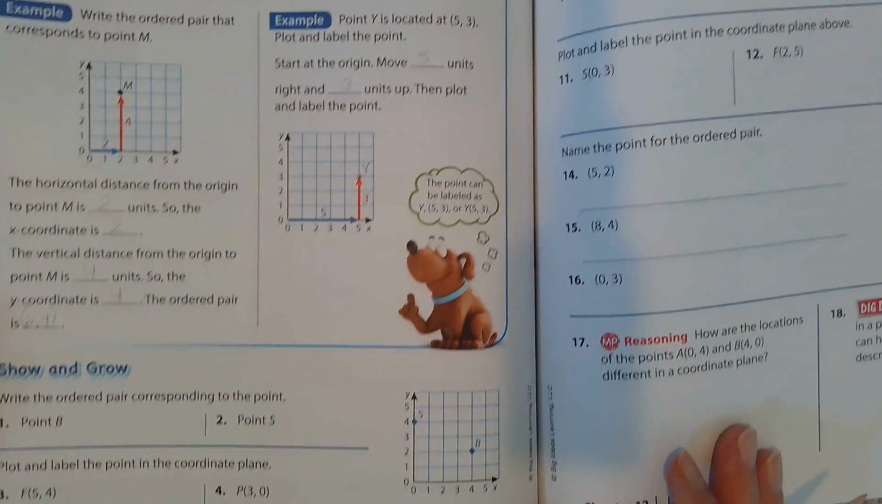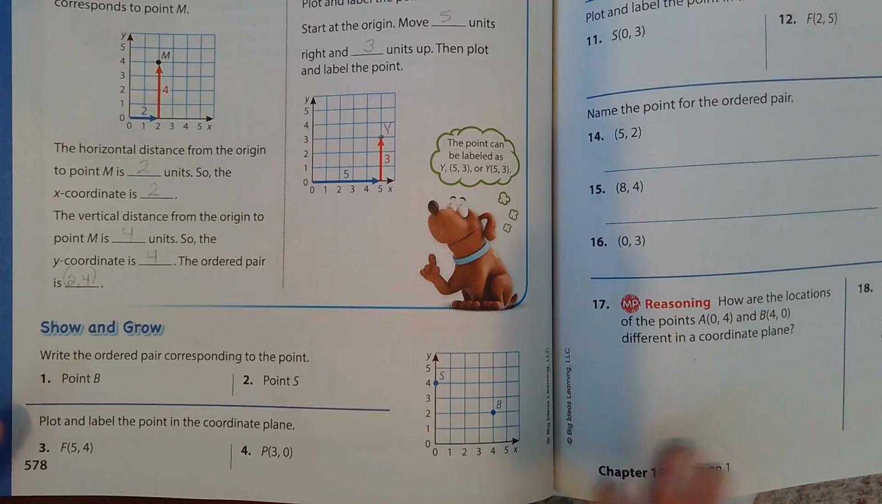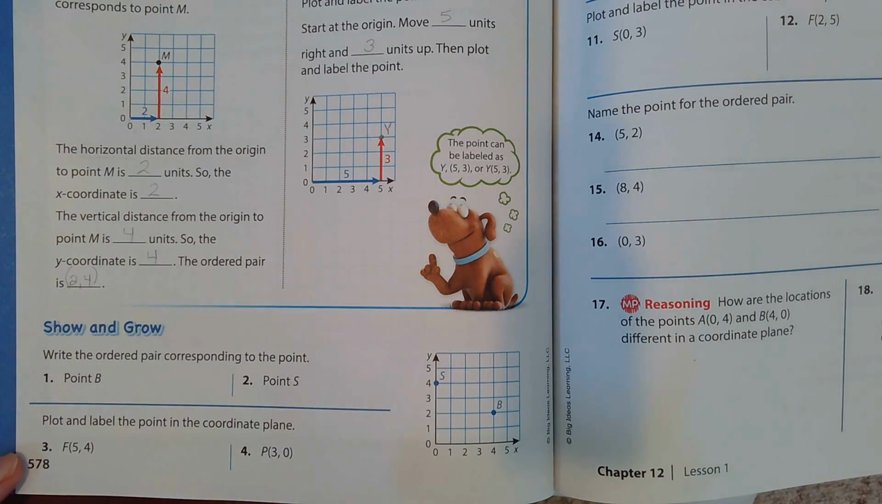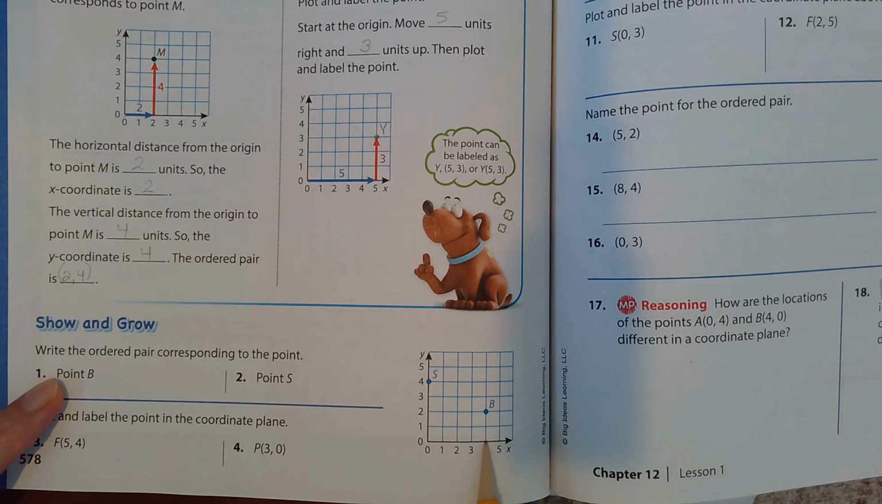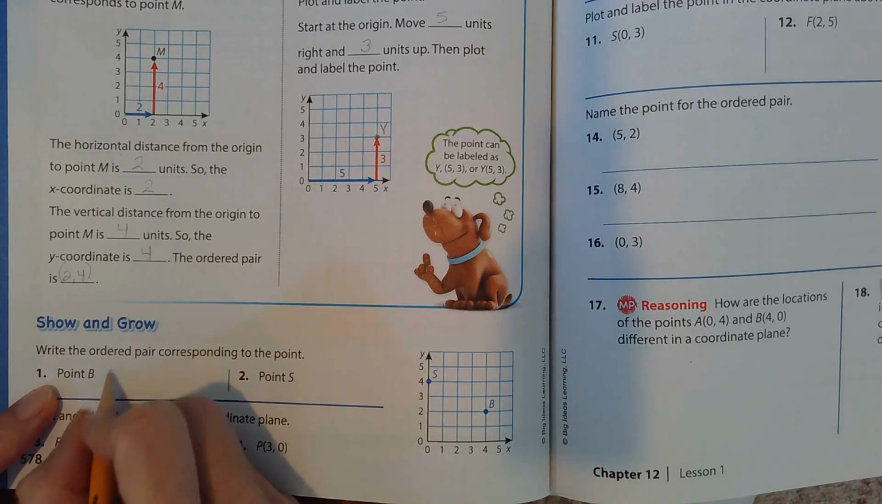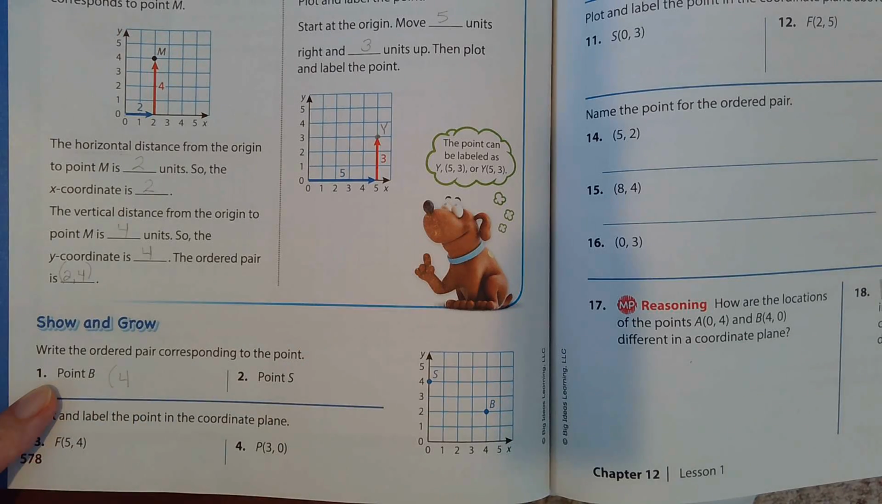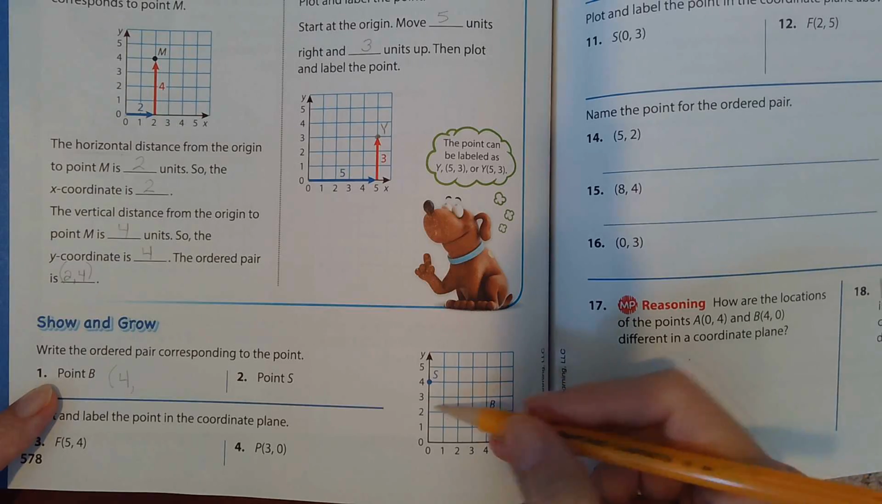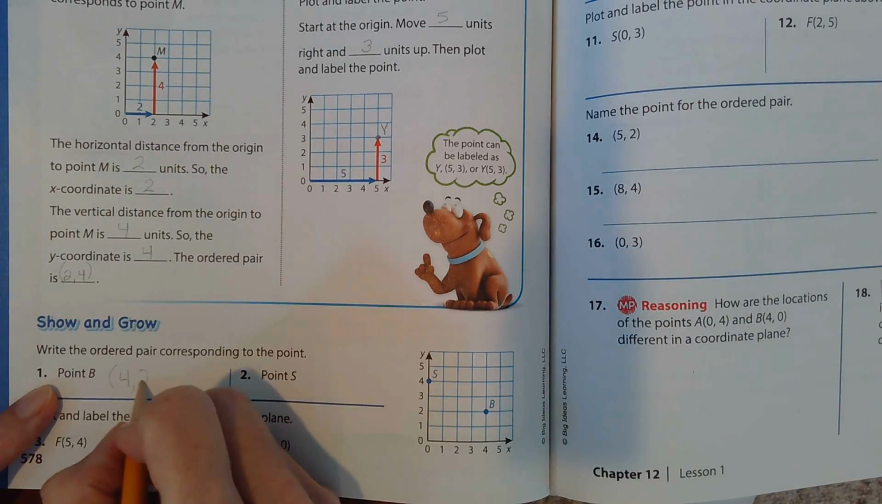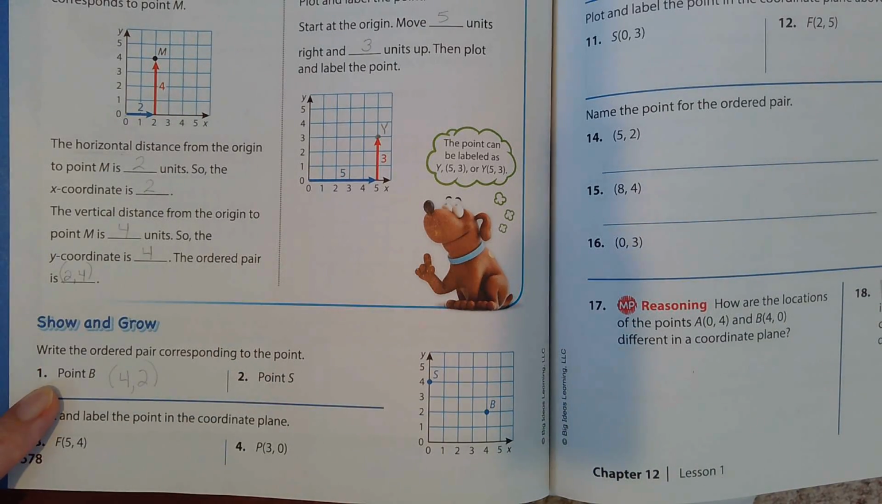Okay, let's do the ones on this page together, and then you are ready to go on with the rest. Write the ordered pair that corresponds to point B. So where is it on the x-axis, the horizontal line? It matches up with 4. So we're going to put our parentheses, and we're going to put a 4. And then how far up does it go? 1, 2. It lines up with 2. So you just put 2 there.